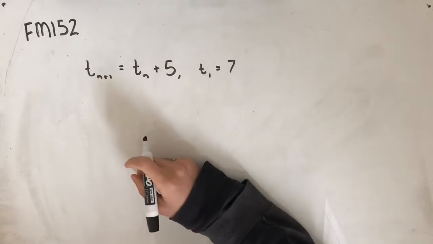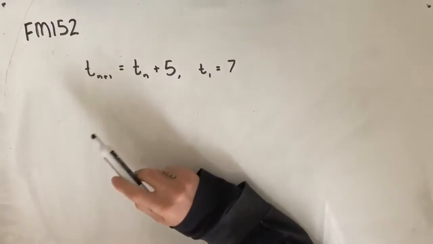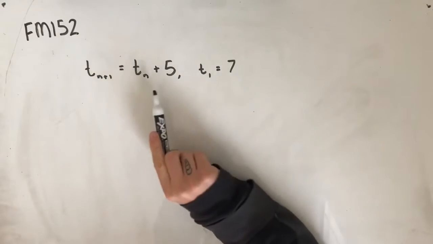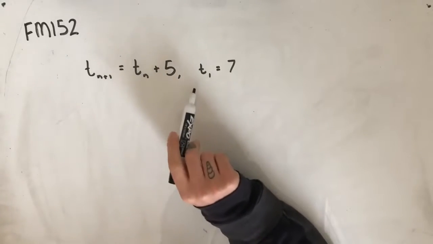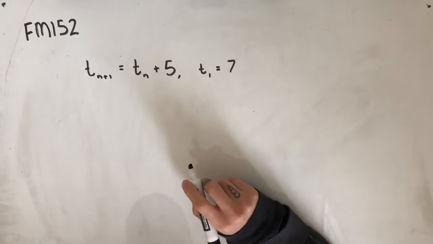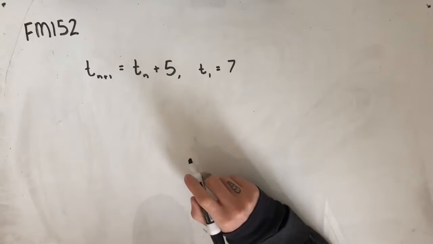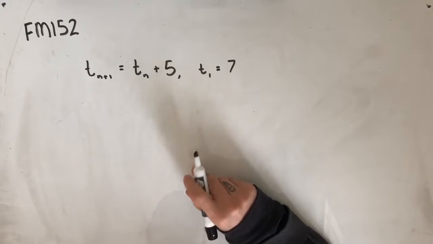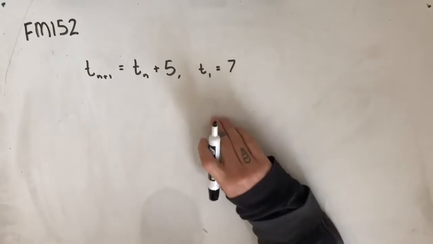So this question reads, a sequence is generated by the recurrence relation Tn plus 1 equals Tn plus 5, where T1 is 7. The nth term of this sequence is what? Now, this question wants us to find the nth rule for this recurrence relation.